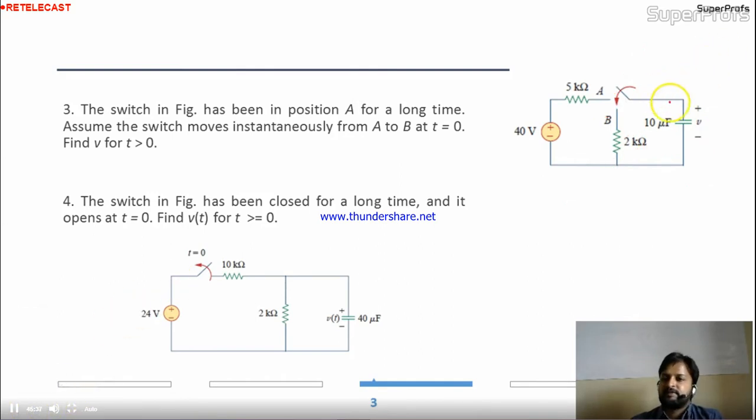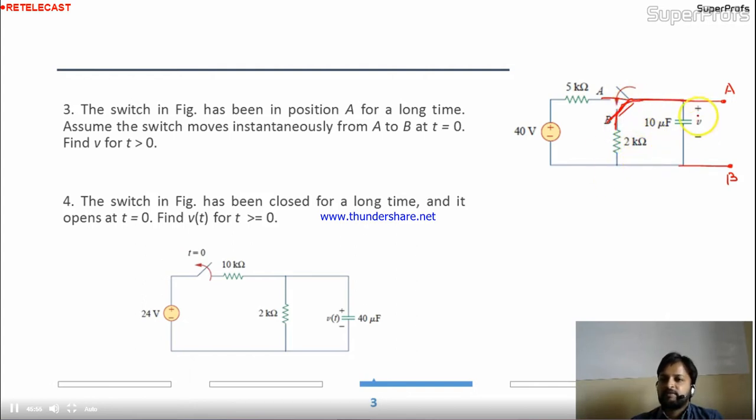Let me erase it first. Now you have to calculate the time constant. This is A, this is B. Across AB you have to calculate. Now, where will you connect this circuit, over here or over here? Over here you will connect, because this is your steady state condition.